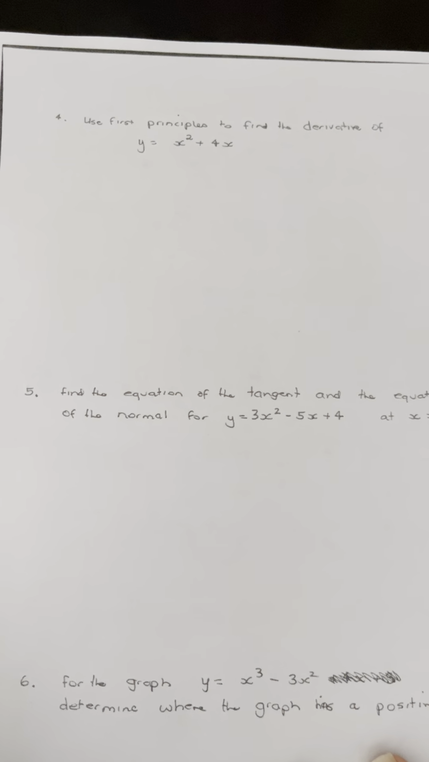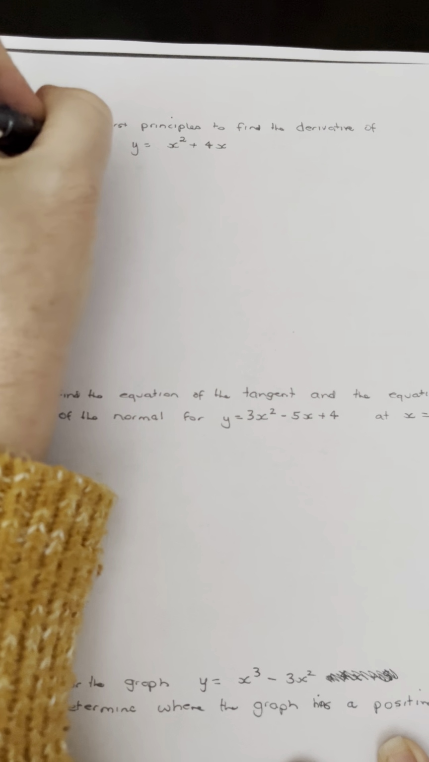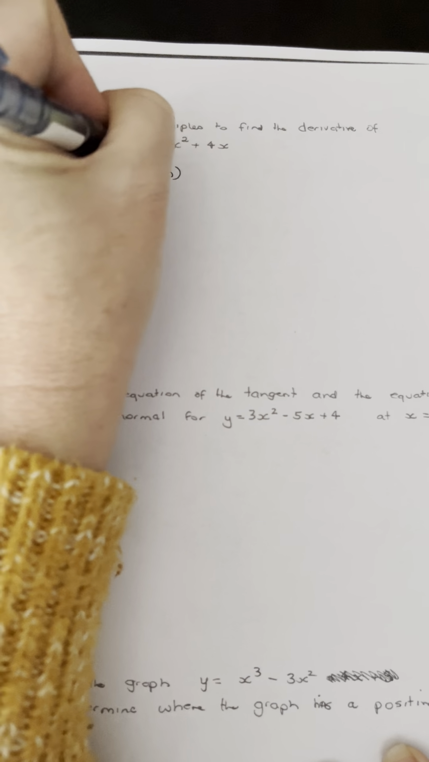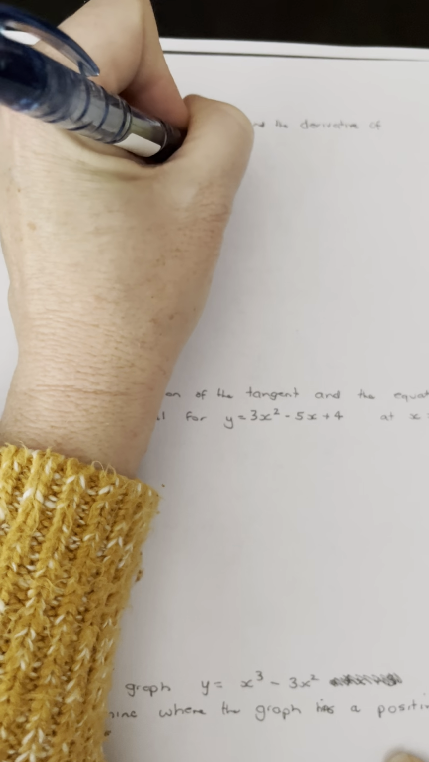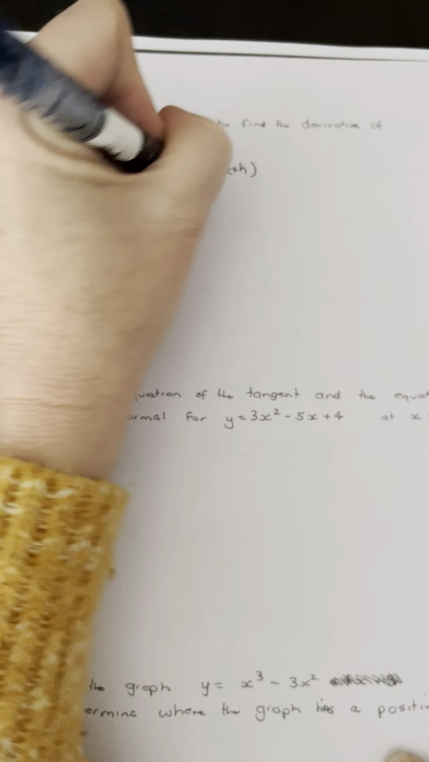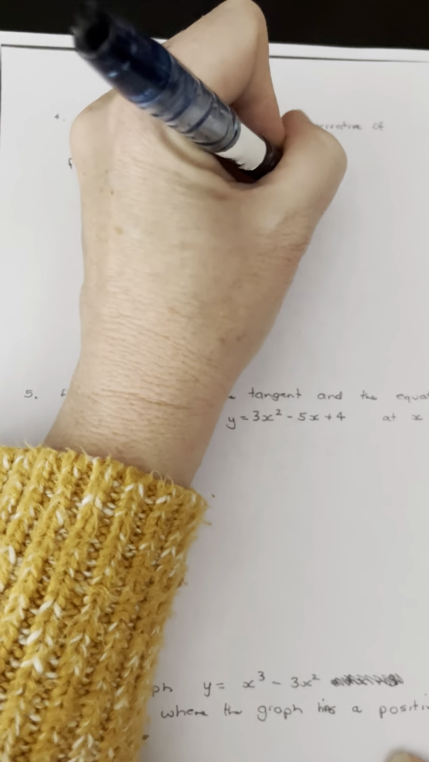Then we've got a first principles question. So using first principles to do x squared plus 4x. I'm going to do my f of x plus h first. So I get x plus h squared plus 4 outside of x plus h. I'm going to expand that: x squared plus 2xh plus h squared plus 4x plus 4h.